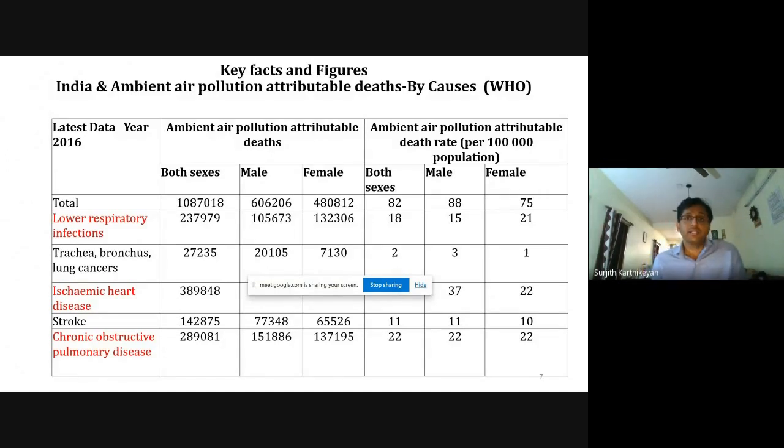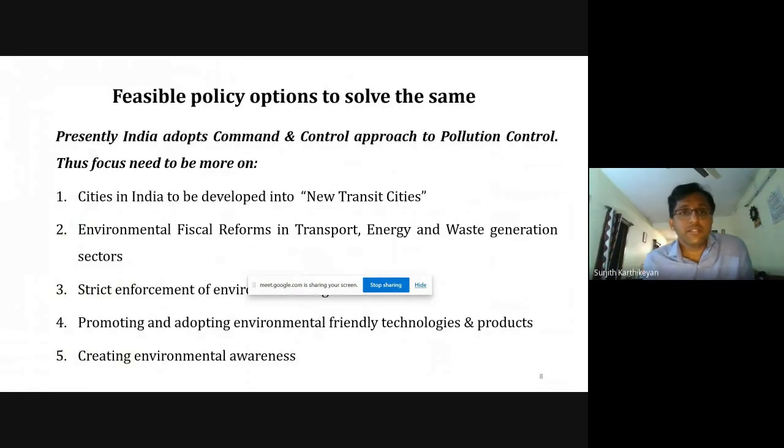This data is available for almost all the countries. If there was time, I would have highlighted the live figures, where they have projected country-wise. Once we click on a particular country, they will show how much is the air pollution attributable death rate. So you all can access the link. It is Global Health Observatory data of WHO. Now let me come to the feasible policy options to solve the same.